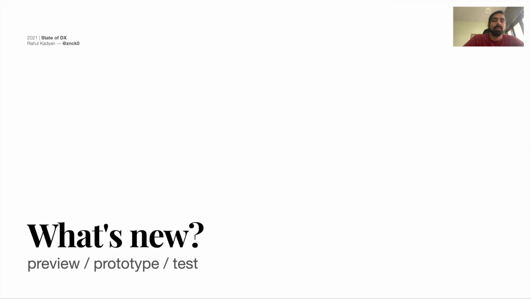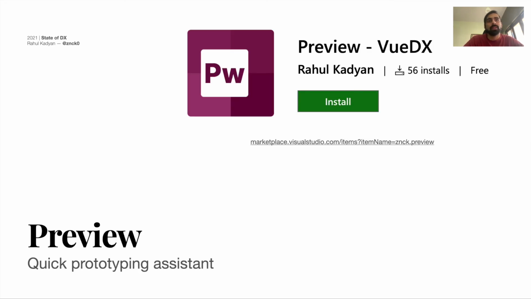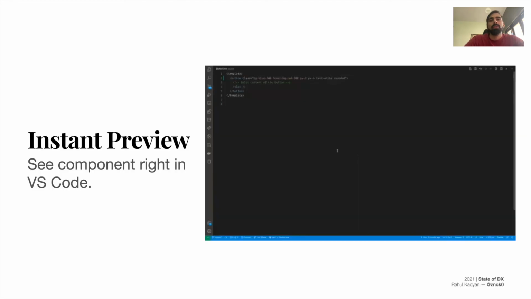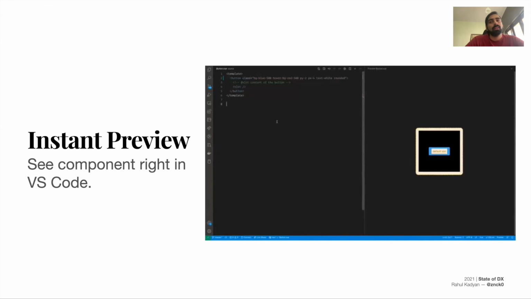New in Vue DX is a tool called Preview. It's a VS Code extension that allows quick prototyping of components and seeing what a component actually looks like. It is built on Vite, so for any component written in Vue 3 or supported by Vite, you can start a Vite server and see how the component would look. It's zero config, so it should work out of the box for most things. But if you're using a style library and all, there is a config file where you can provide those things.